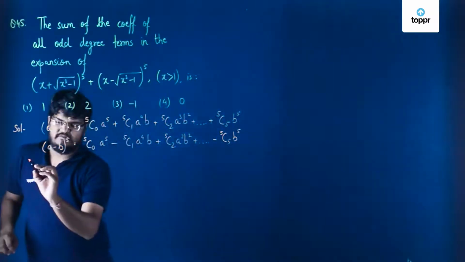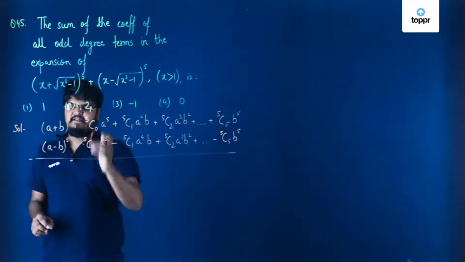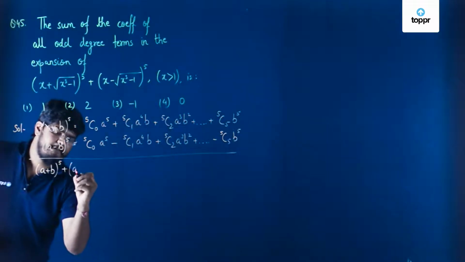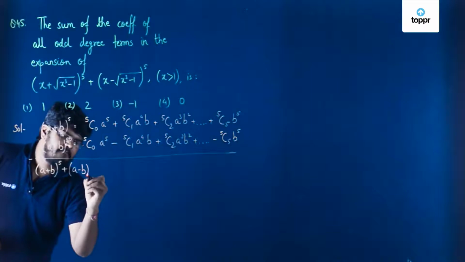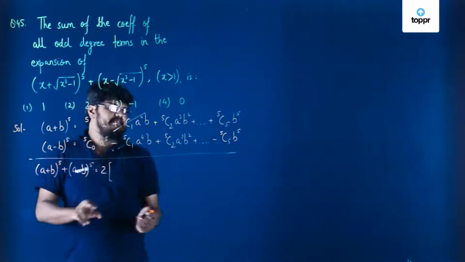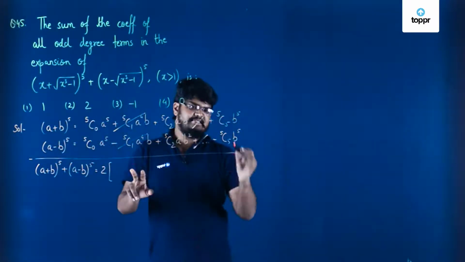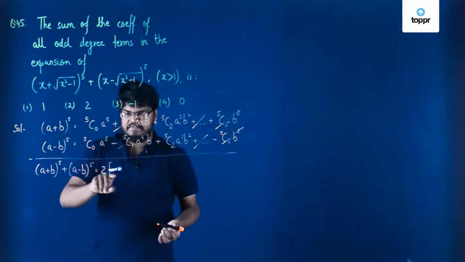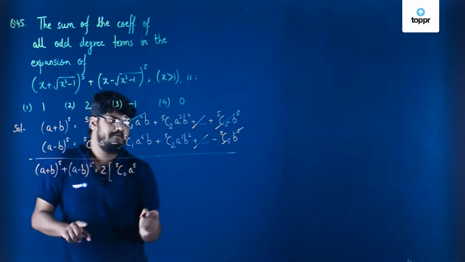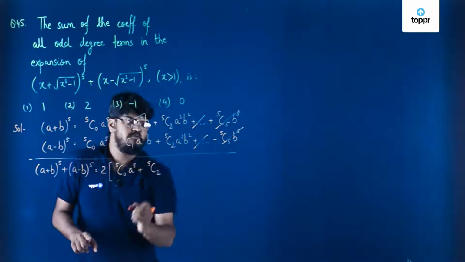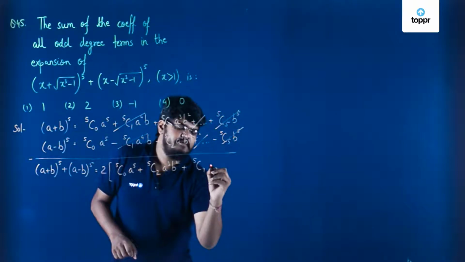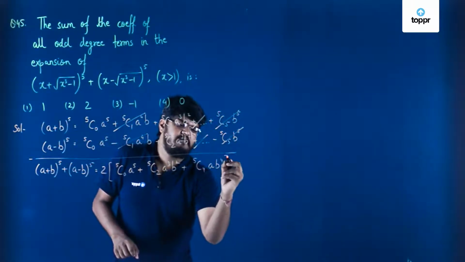Now, if you add both of them, which is what we have been given, then (a + b)^5 + (a − b)^5 will actually be equal to 2 times... Now, these two terms will cancel. Similarly, the term over here will also be cancelled, and finally this term also will cancel. So you will be left with 2 times [5C0 a^5 + 5C2 a³ b² + 5C4 a b^4].